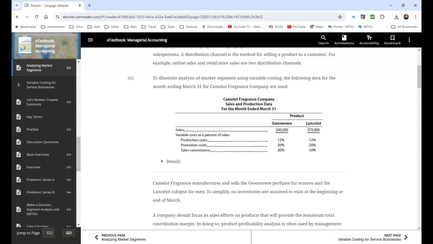So here you can see that we have two fragrances, Camelot Fragrance Company. For Guinevere, we have sales of $90,000, and for Lancelot, we have $70,000. And here are the production costs, 12% for both. Promotion costs are more for Guinevere, less for Lancelot. And then sales commissions are more for Guinevere versus Lancelot.